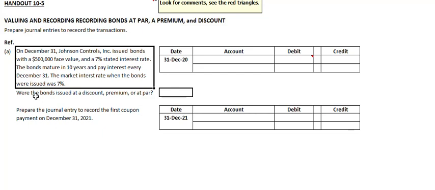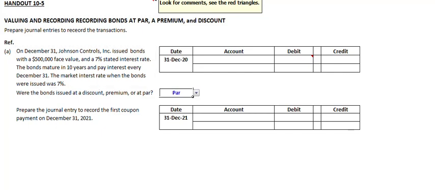The market interest rate when the bonds were issued was 7%. The market interest rate, that's the investor's required return. So investors are requiring a 7% return on Johnson Controls bonds, and the bonds pay a 7% interest rate. So since the required or market interest rate equals the stated interest rate, the bonds will sell at par. When they sell at par, that means they sell for an amount equal to their face value, the $500,000 face value. Of course, we could also calculate that with our financial calculator.